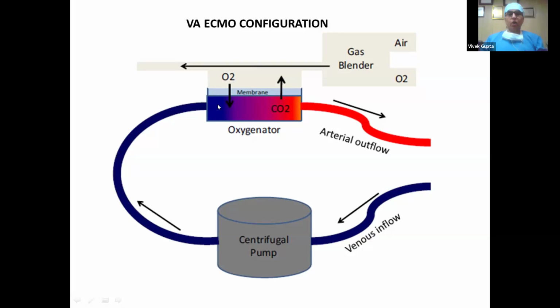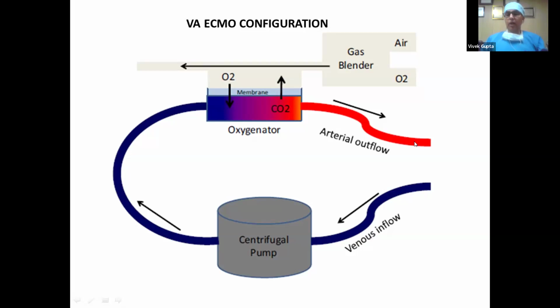And after getting oxygenated, with gas exchange and carbon dioxide removal, the oxygenated blood is now being pushed to the artery. When it is being pushed to the artery, it means this is the VA ECMO configuration, because previous speakers have talked about VV ECMO. VV ECMO means you are returning blood back to the vein itself, so you are not touching the arterial system, but here you are pushing the blood back to a major artery.